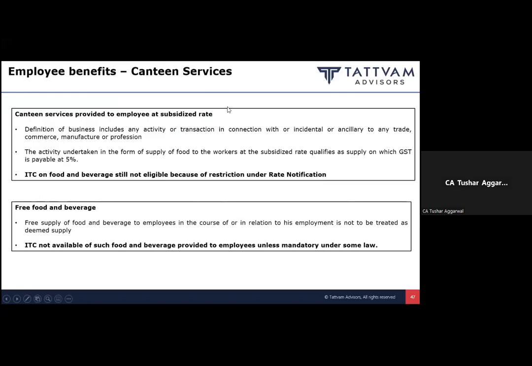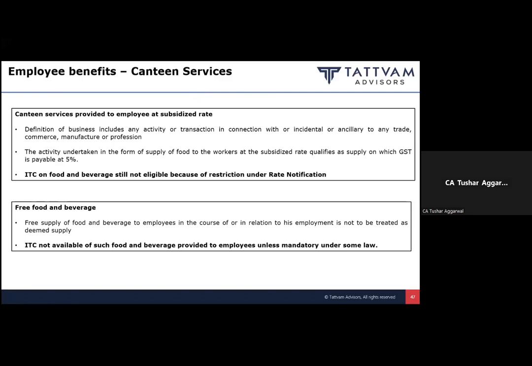Another very interesting issue being faced, ITC on canteen services. So there can be two scenarios. Where I'm not recovering any amount from my employees, I am providing them canteen facility free of cost in my factory. In such a situation, ITC will be available, because as per the Factory Act, if it is mandated to provide canteen facility to your employees, in that situation, credit will be available to you. However, if you are maintaining a canteen in your head office, there the credit is not available. So if canteen is in head office, credit not available, because that is not mandatory.